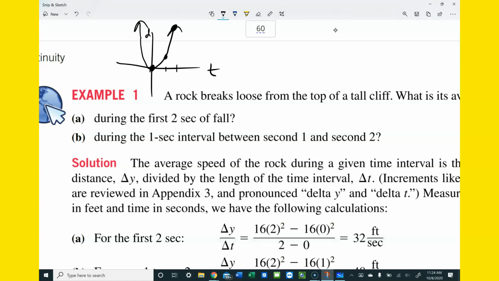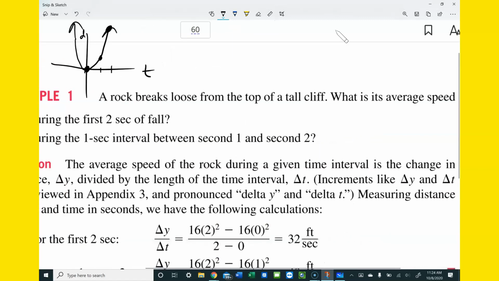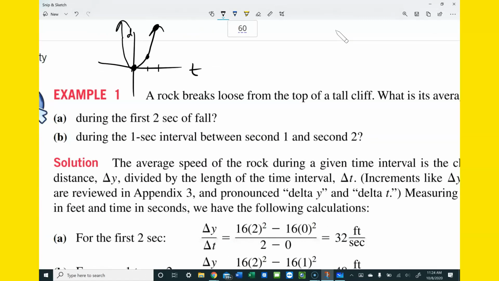So question 1, question A that is, is asking us: what is the average speed during the first 2 seconds of falling? So in other words, between when it started and after 2 seconds, what is the speed here? And remember, speed is distance over time. We could also say it's the change in distance over the change in time, which is kind of saying the same thing.